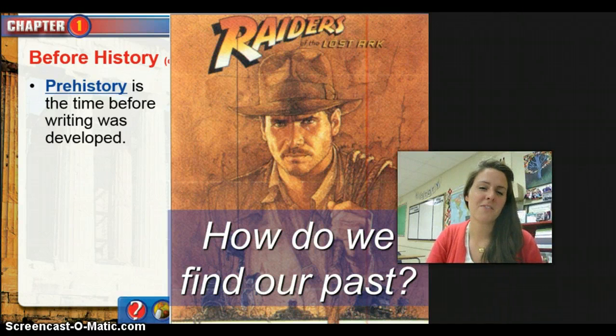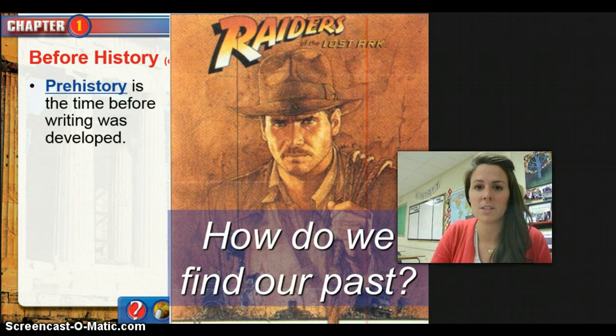Now, one of the most famous fictional characters of people who put stories together is our friend Indiana Jones. If you haven't seen this movie, you definitely need to. It's a classic. So Indiana Jones was an archaeologist. It's someone who discovers artifacts and fossils and tries to piece together what life was like during the time that a human or civilization existed.